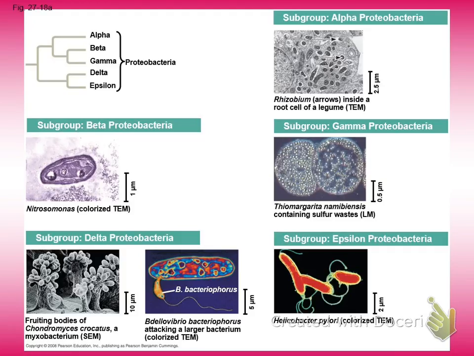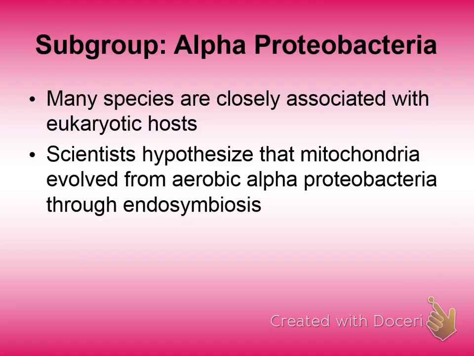Here are some different ones that you can see. They have different shapes, different sizes. But again, if we don't stain them, if we don't give them a color, we can't see them. A lot of them are very tiny and they are clear.